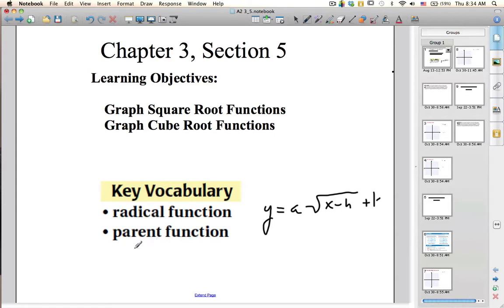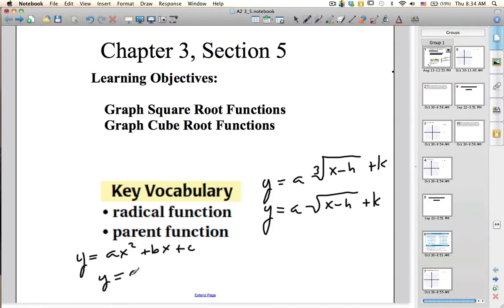This is also something we discussed in chapter 1 when we talked about quadratic functions. The standard form for a quadratic function is y is equal to ax squared plus bx plus c. But y is equal to ax squared is what's called the parent function for the quadratic function. In this case, y is equal to a times the square root of x, or y is equal to a times the cube root of x, would be the parent function of these two functions.